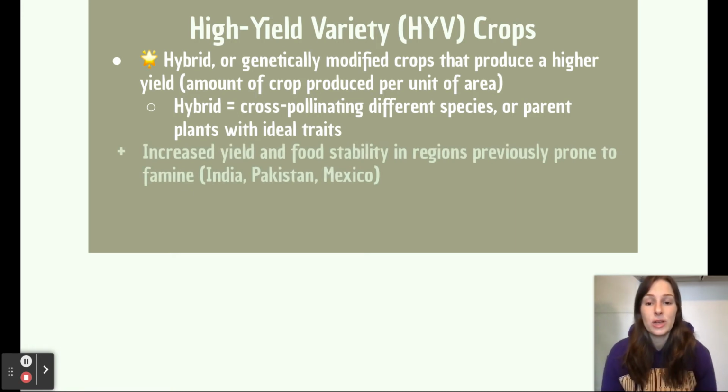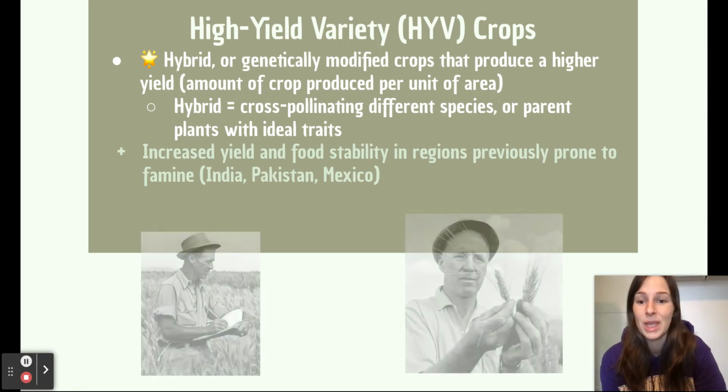And this has led to increased yield and food stability in regions that previously were prone to famine, areas like India, Pakistan, Mexico. And again, this is just a natural process that we've been doing for a very long time, since humans have been having to have crops to survive.